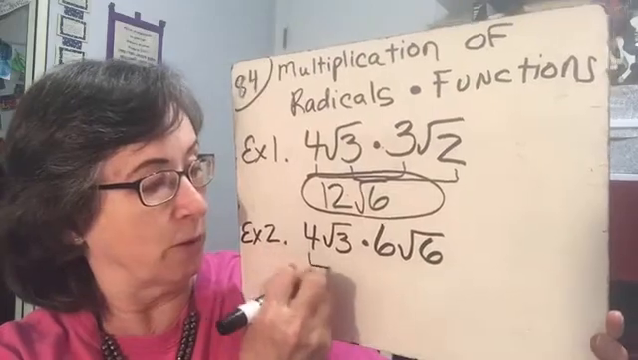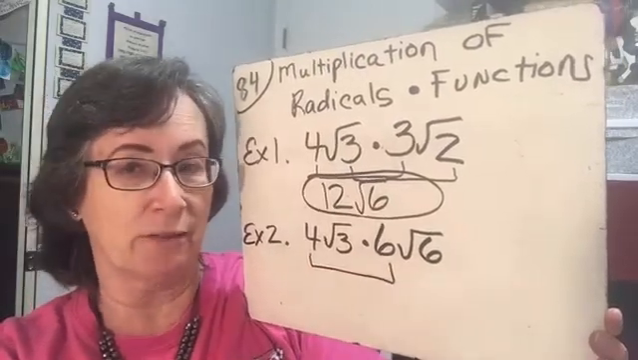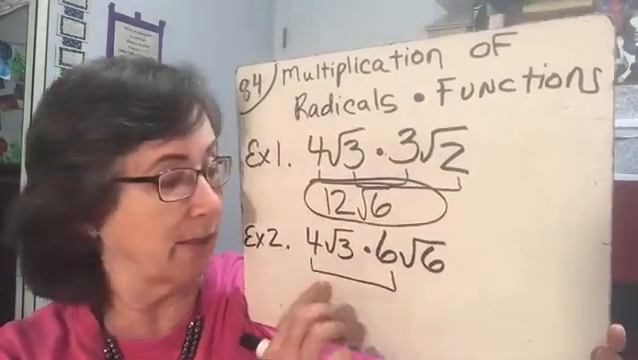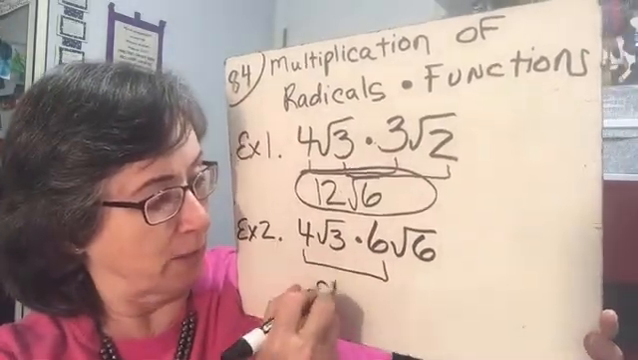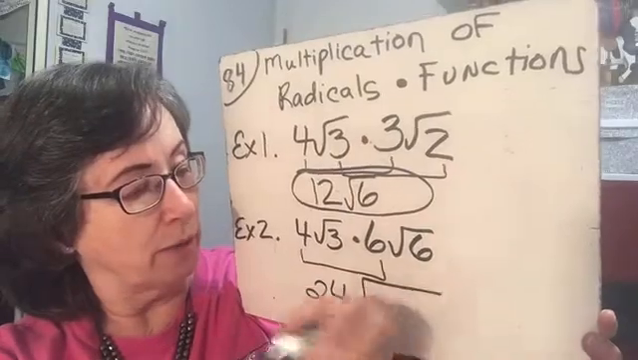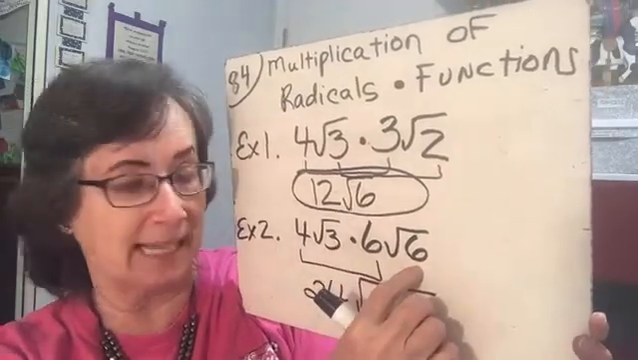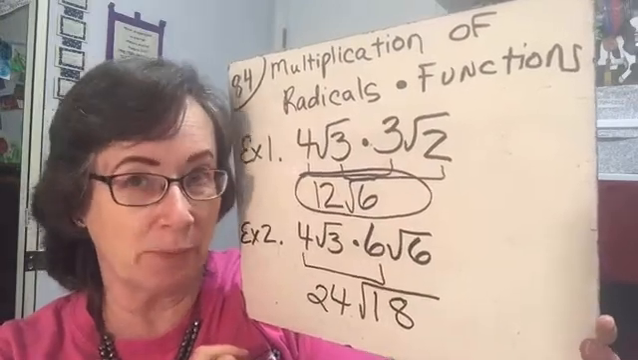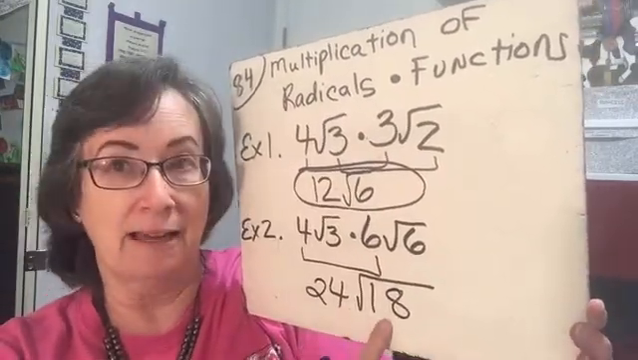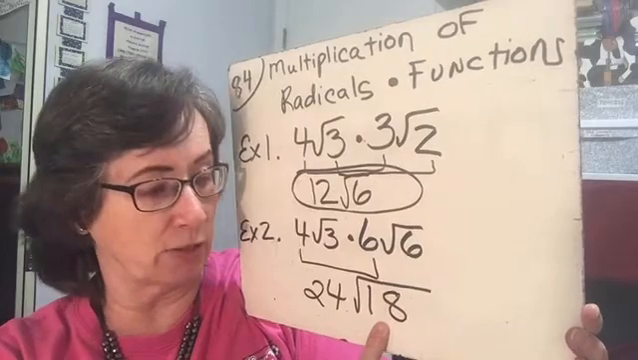So now the 4 and the 6 being outside the radical are called rational numbers, and they're going to multiply together. And so we're going to have 24. Square root 3 times square root 6 is square root 18. Now 18 can be broken down. It is not a number that is in its simplest form.